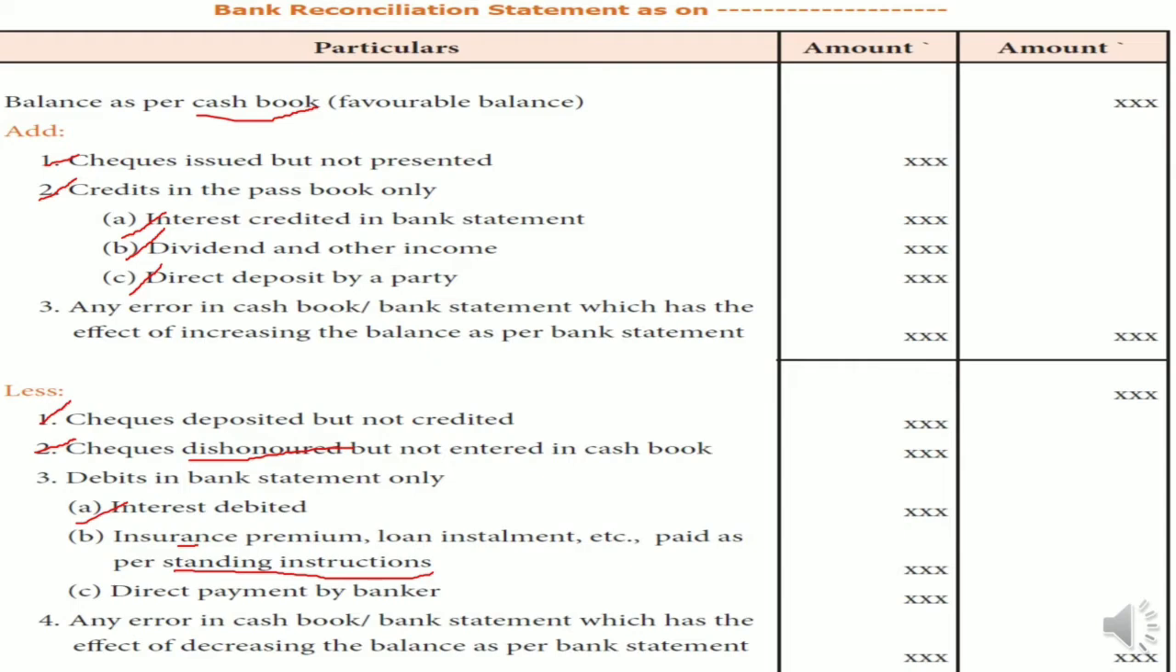And next, direct payment by banker. So the payment made by the banker directly. This is also the same type of act, standing instruction. And next, the fourth one, errors, the same errors. It may be on the add side or the less side. Errors are nothing but omissions or wrong entries. Depending upon the situation, it differs. We will see more about this in the next videos.